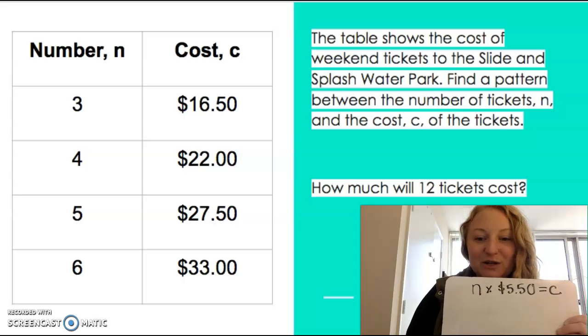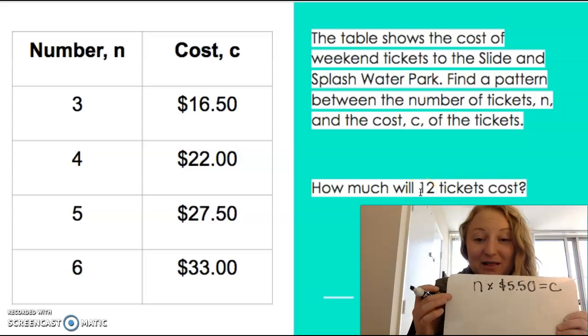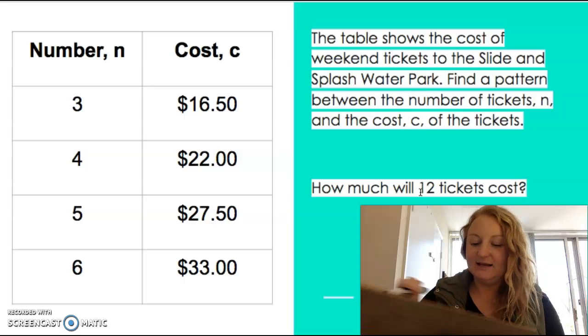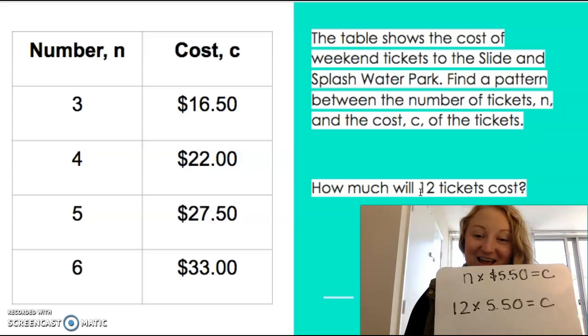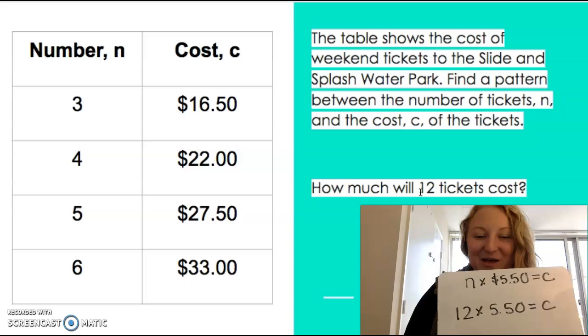All right, so we know the number of tickets. It's 12. So I'm going to plug that in to my equation here. 12 tickets times $5.50 equals C, equals my cost. So pause and go ahead and solve this. Use the table to help you as well, but figure out how much 12 tickets would cost.